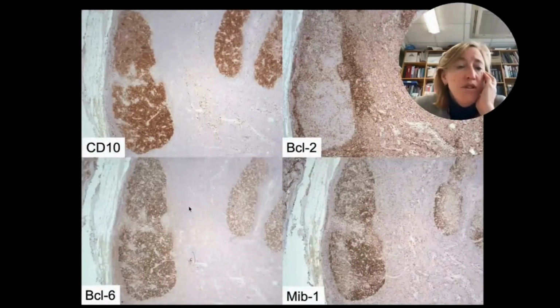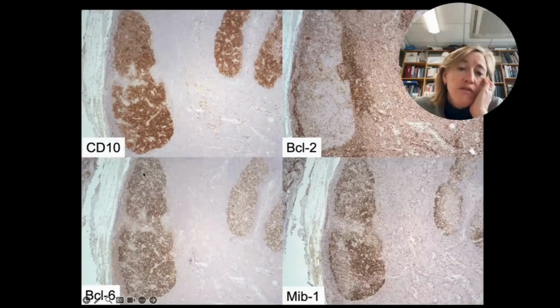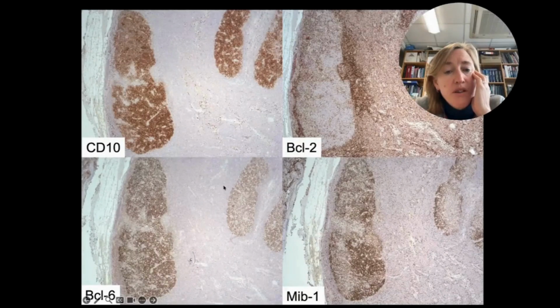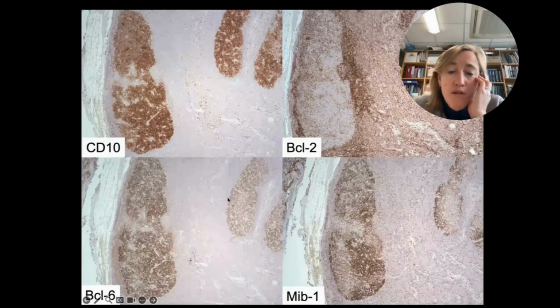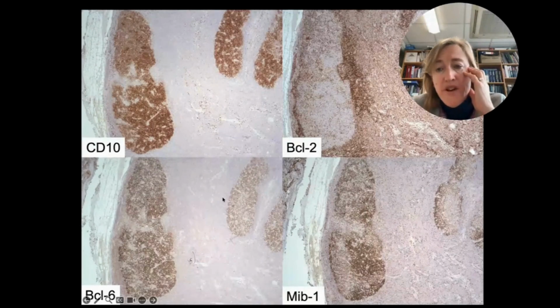I think most of you will be familiar with normal follicles, which are CD10 positive and BCL2 negative if they're secondary B cell follicles, and also express BCL6 with a high proliferation index. But of course, the key thing is in these T cell areas, the proliferation index should be quite a lot lower and hopefully not more than about 5 to 10%.